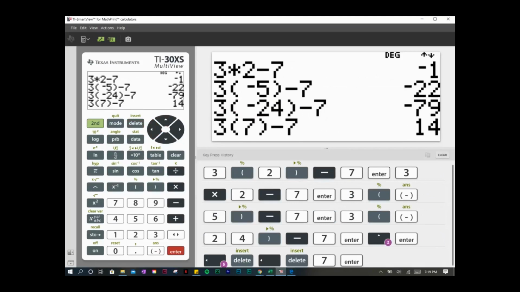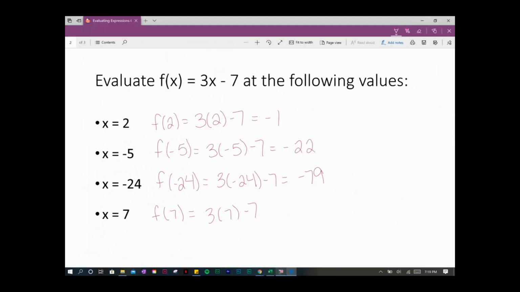So we don't have to retype it the whole time. That works really well if it's a very long expression. If it's a short one, it may just be easier to type it in. So we get 14.